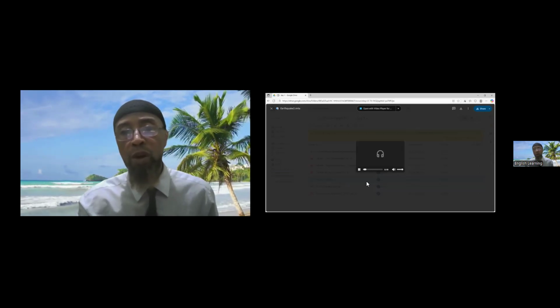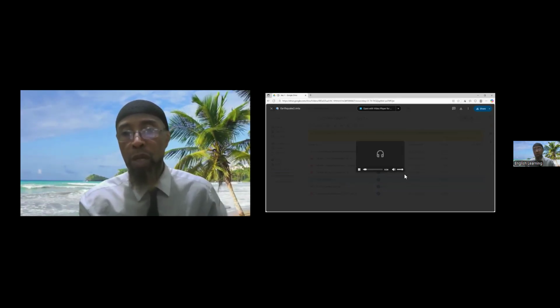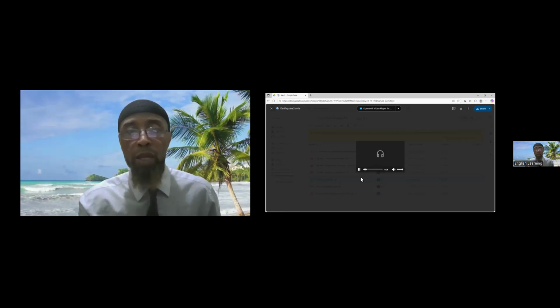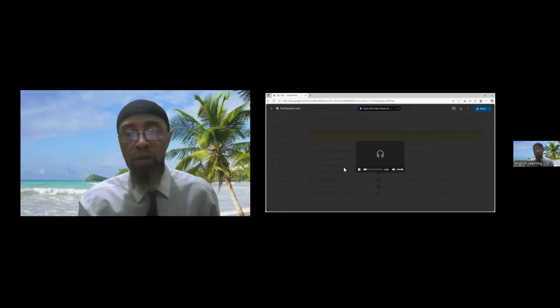Of course, you can raise the volume. The volume is pretty low here, so you may not hear it that well, but that's the basic point. You can raise the volume as you like.